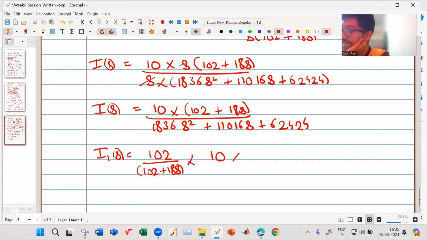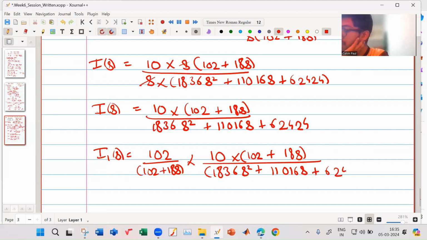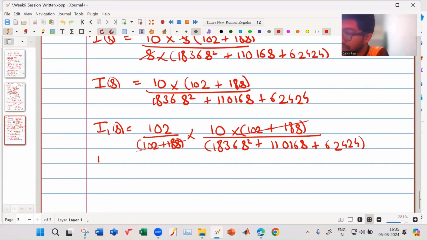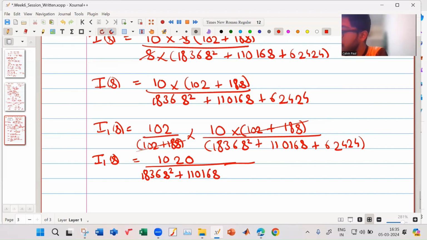I of S is what? It is 10 into 102 plus 18S divided by 1836S square plus 11016S plus 62424. So this and this get cancelled, and we get I1 of S is equal to 1020 divided by 1836S square plus 11016S plus 62424.